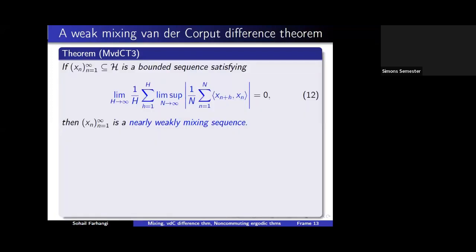One of the generalizations of van der Corput is the following. We take our bounded sequence of vectors in the Hilbert space, satisfying this condition, which is exactly the same as what I showed you earlier, that we look at these Cesàro averages and we say that the average of the Cesàro averages goes to 0. And now, under this assumption, which is the same as the previous assumption I had for the third Hilbertian van der Corput, the conclusion is stronger than it was before. The sequence xn is a nearly weakly mixing sequence.